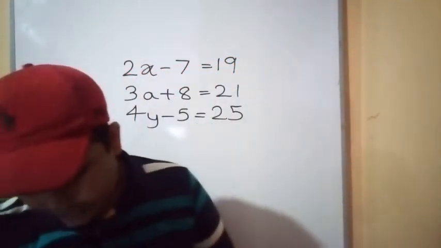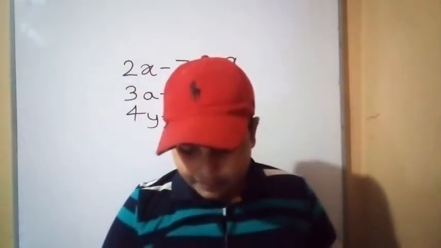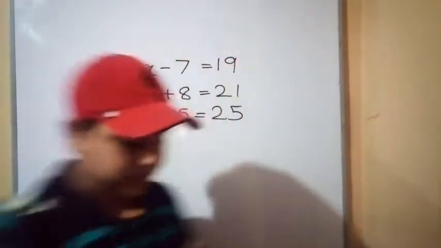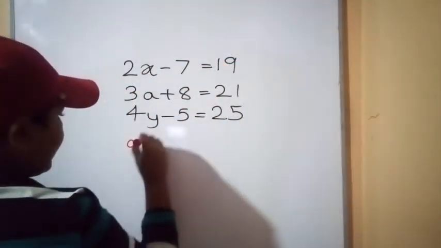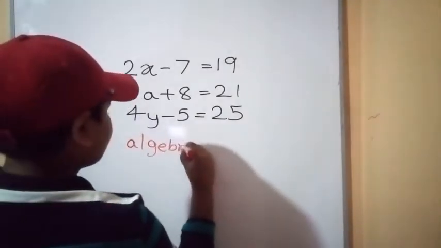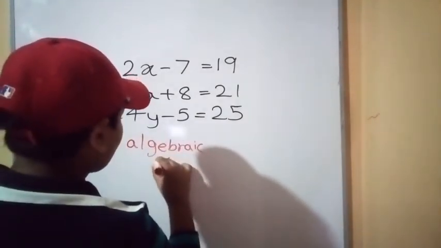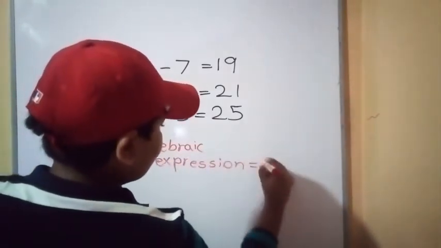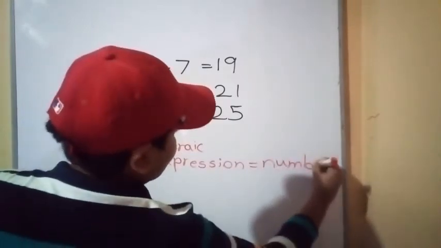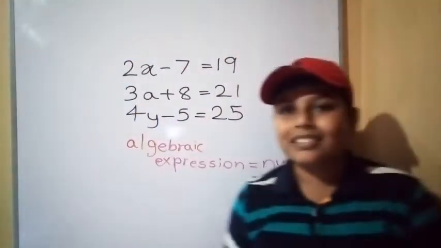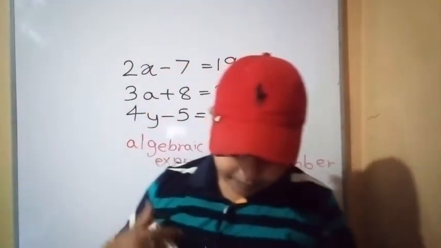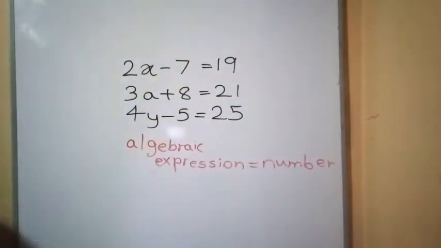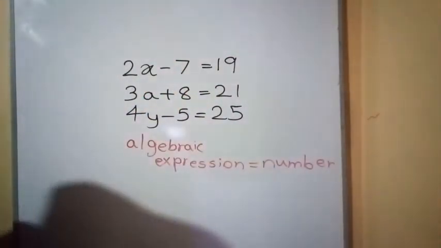When the value represented by an algebraic expression is equal to the value of a given number, it can be expressed as an algebraic expression equal to a number. This is the form of an equation.